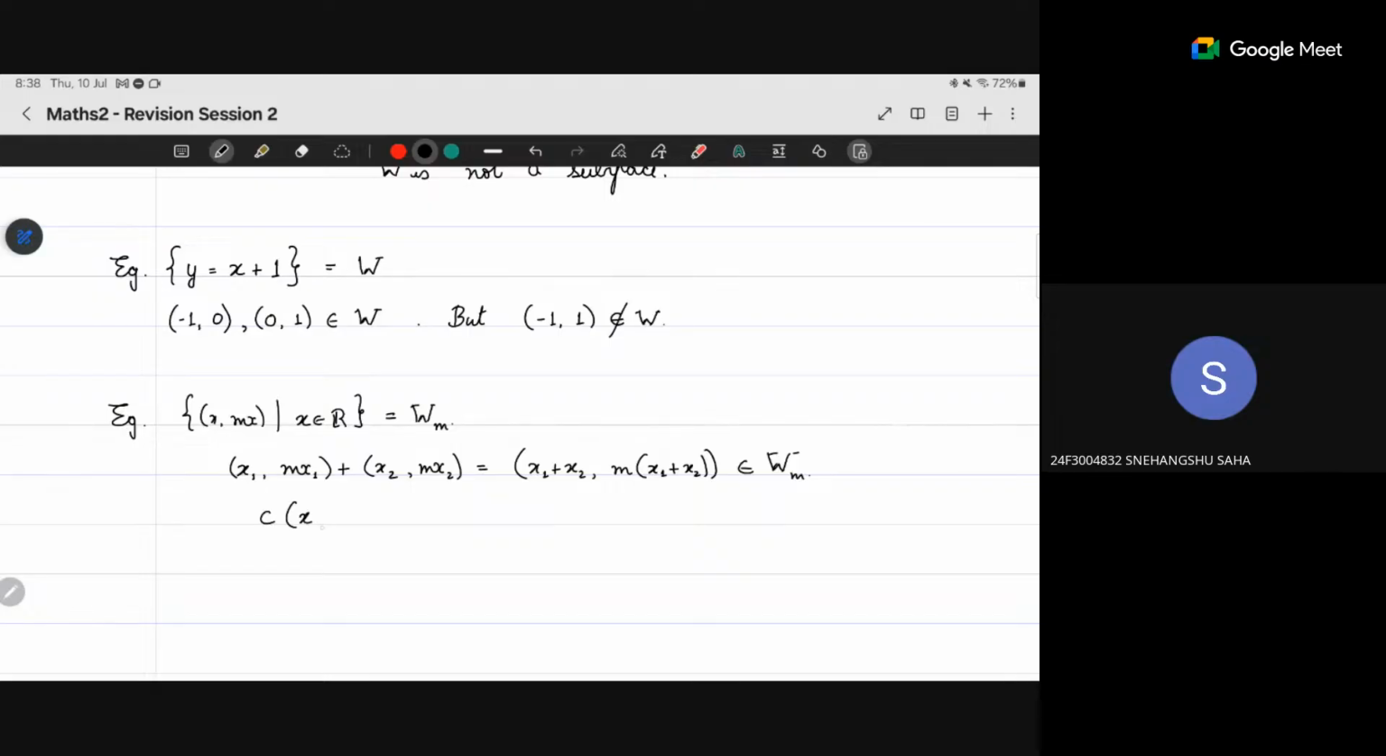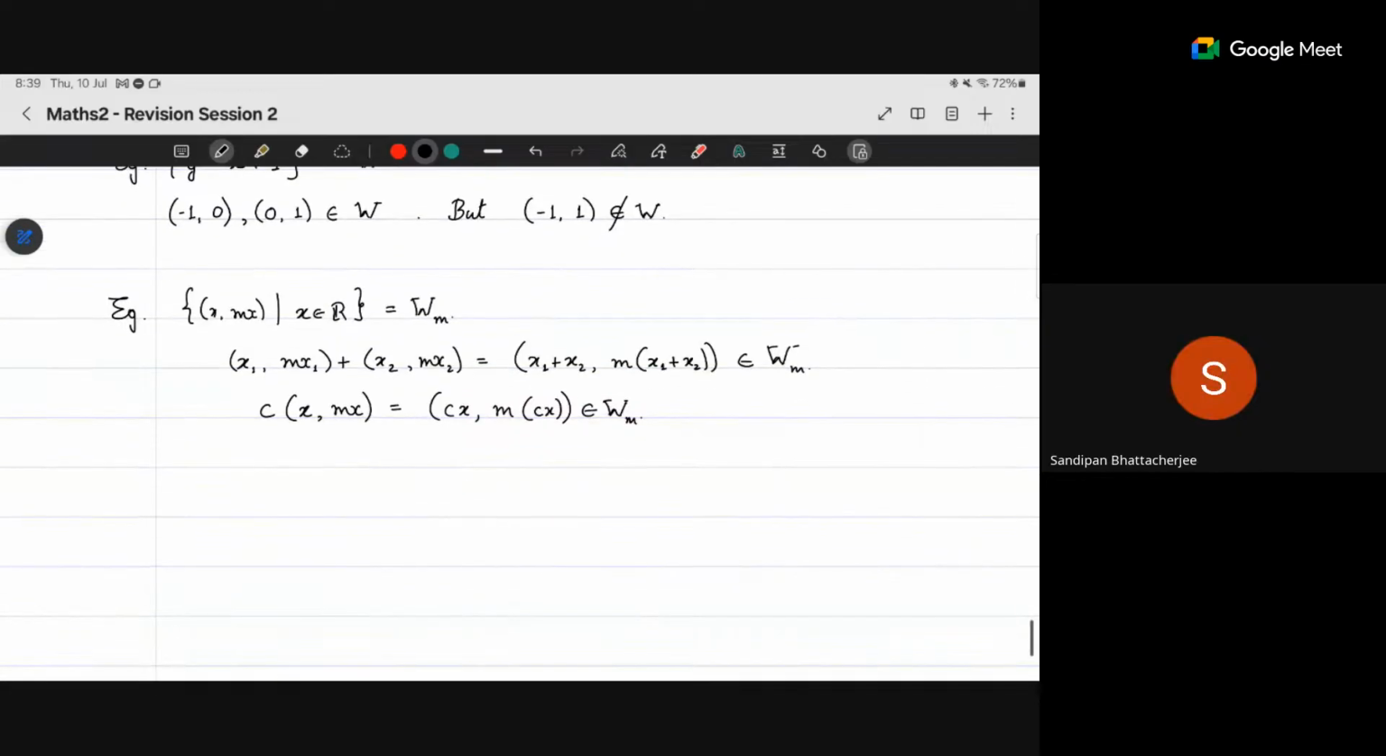Similarly, if I take any real number c and multiply it with an arbitrary vector over here, it looks like (cx, m times cx). Once again, this is an element of Wm. It does not matter what m I take; this argument always holds. Is that right? Yes. So this is a subspace. Wm is a subspace.